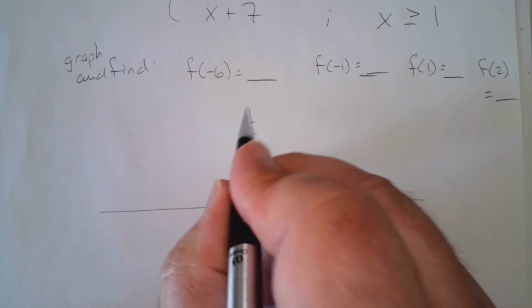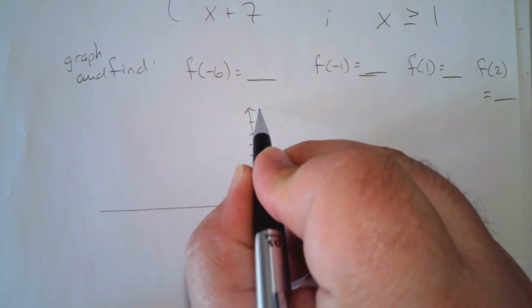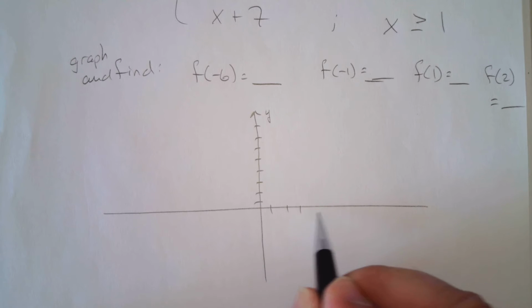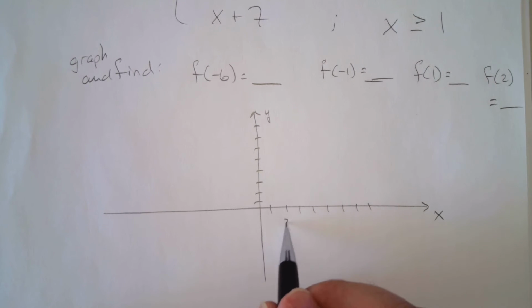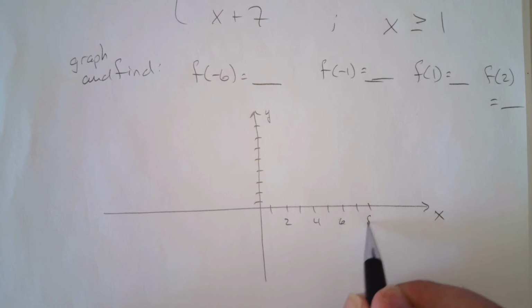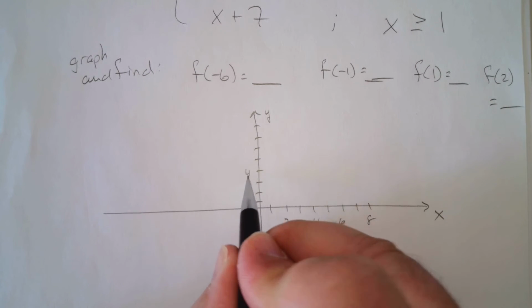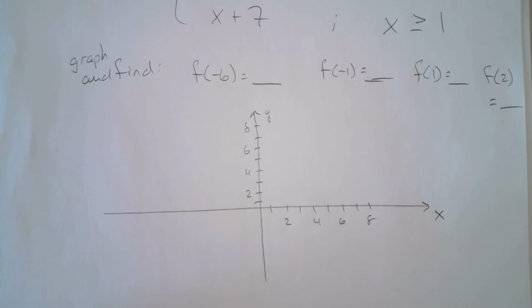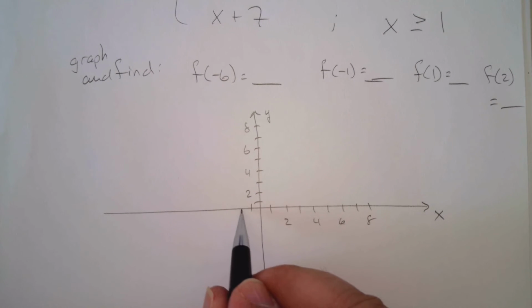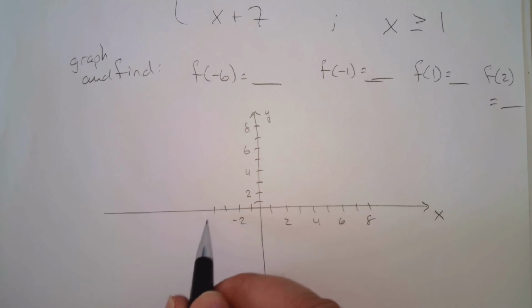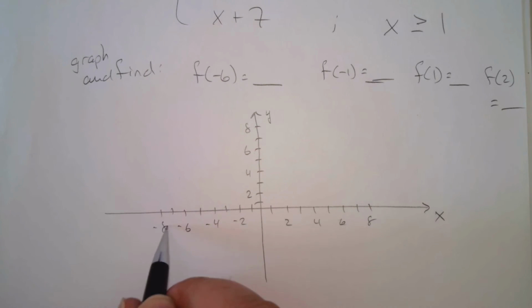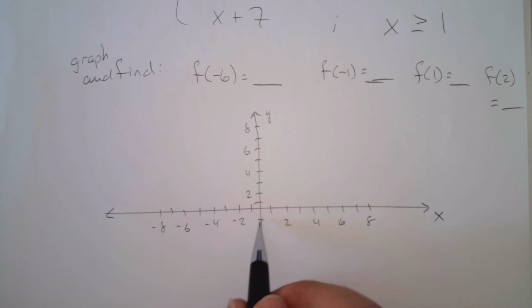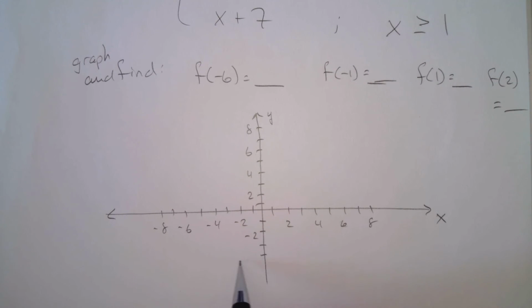6, 7, 8. There's my y values. 3, 4, 5, 6, 7, 8. So these are my x values. And then likewise negative. Then going down.